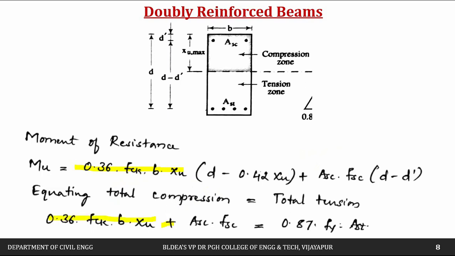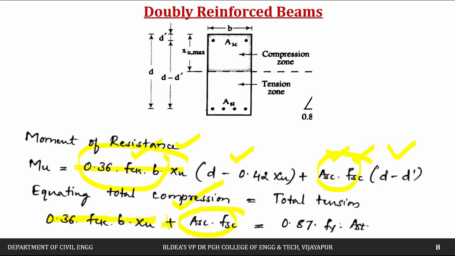Then next, plus this is nothing but force, this is nothing but distance. So we are only talking about force now, compressive force. Therefore this value we have 0.36 FCK into B into XU, plus due to additional reinforcement the force will be ASC into FSC. This is nothing but the total compressive force we have.